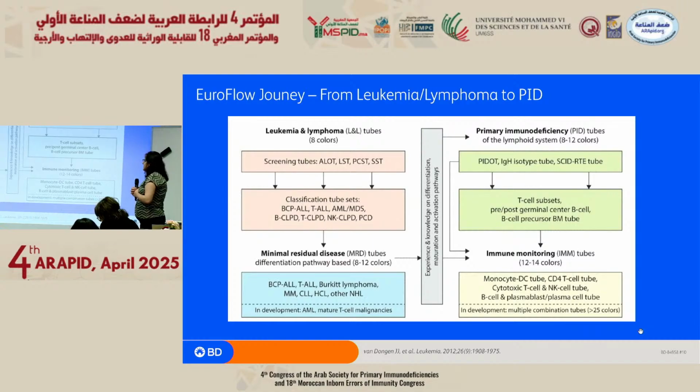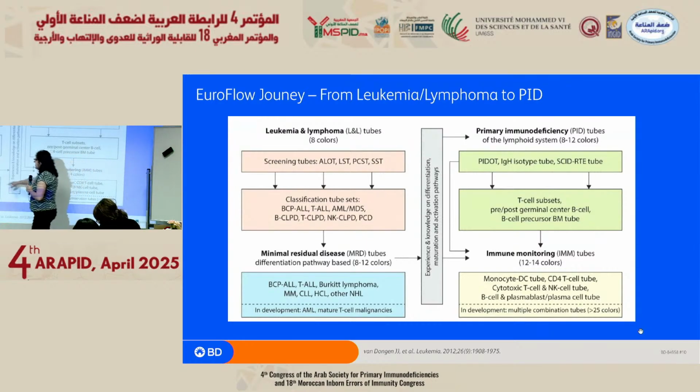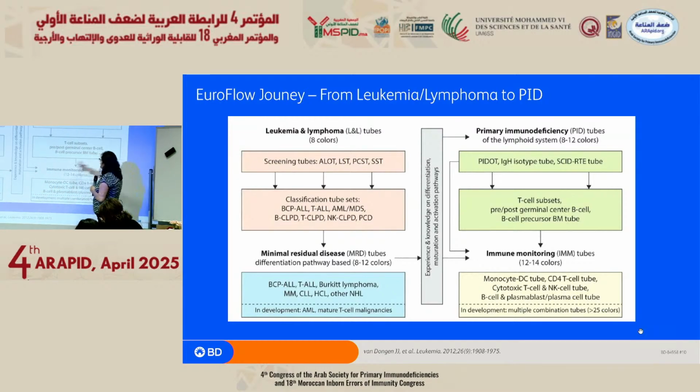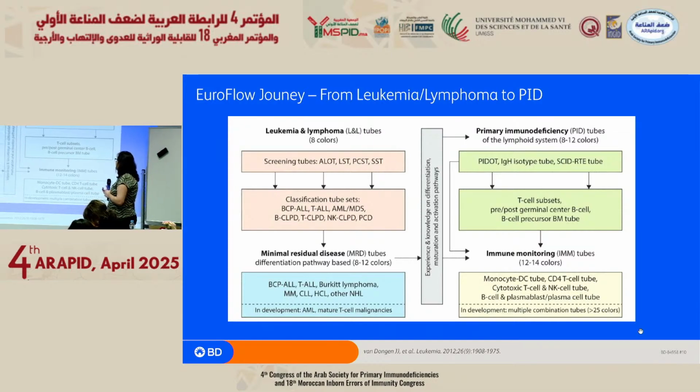This work that they did from 2006 to 2012, so 6 years, allowed them to gain different knowledge on maturation pathways, activation pathways, and differentiation of cells. With that knowledge, they entered also into minimal residual disease testing, and most recently into primary immunodeficiencies, because they saw that there was a lack of standardization there. And now they are working on immune monitoring tubes, which already go up to 12 and 14 colors. This is not developed yet, so now we are at this stage.